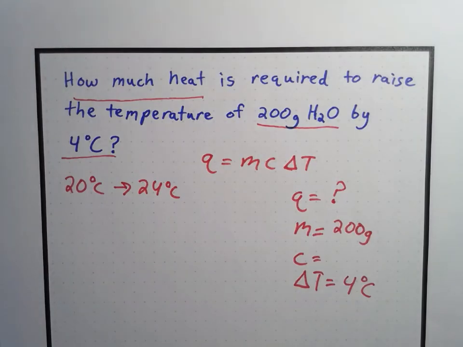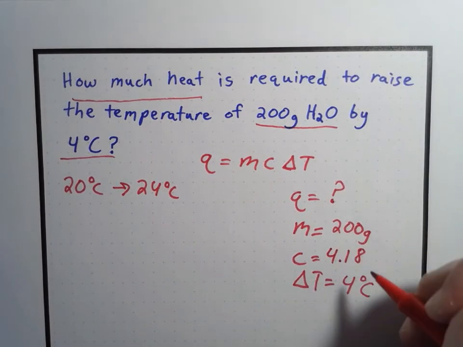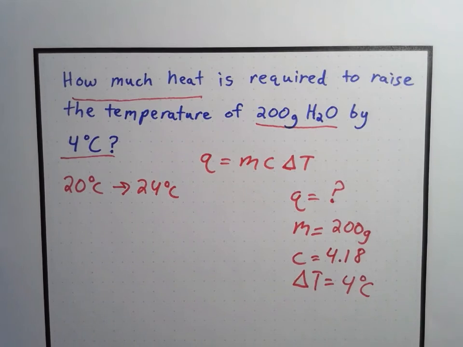Sometimes that value will be given to you in the problem when it involves water, and other times it's just a value that is assumed that you know. So it would be a good idea just to jot down what that value is. So for water, the specific heat is 4.18. And this is by far the specific heat number that you're going to be using the most in these types of problems. Water is going to be used quite a bit.